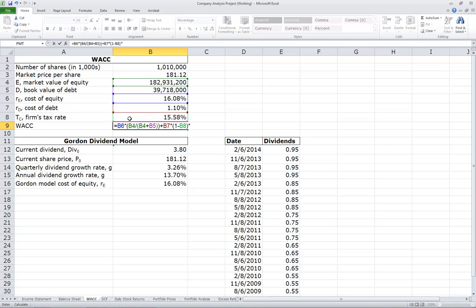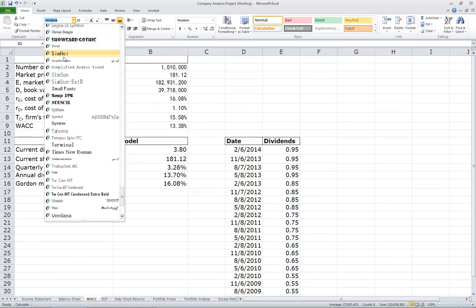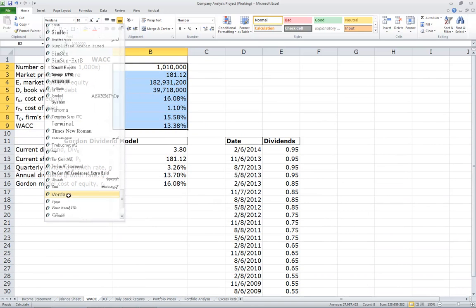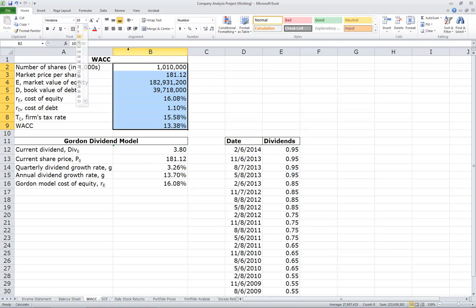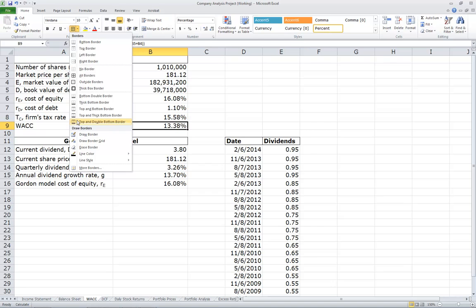And then we're going to multiply that by the portion of our company that's financed with debt. Not very much. D over D plus E. And we come up with a weighted average cost of capital of 13.38%. Make our fonts consistent, and we can give this a top and double bottom border.